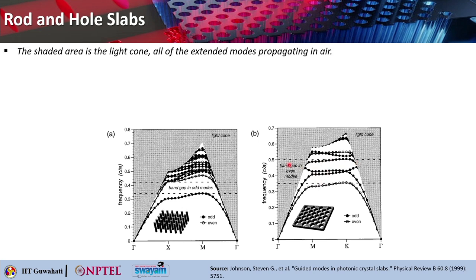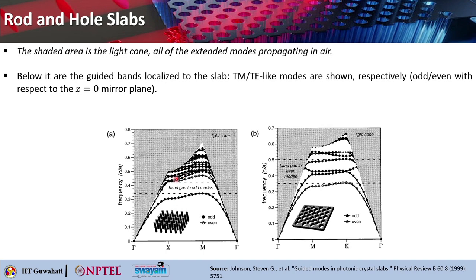So what are these shaded areas? This shaded area is basically the light cone. All of the extended modes propagating in air reside here. Below this, these are all guided bands, localized to the slab. So they are TE/TM-like modes, but here you are calling them odd or even, with respect to the z equals 0 mirror plane.